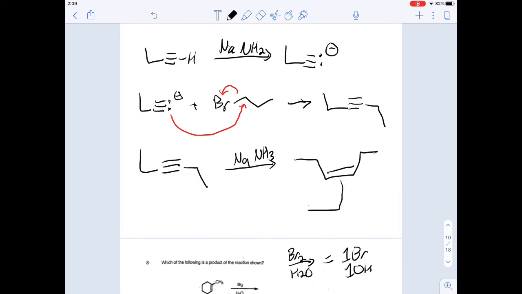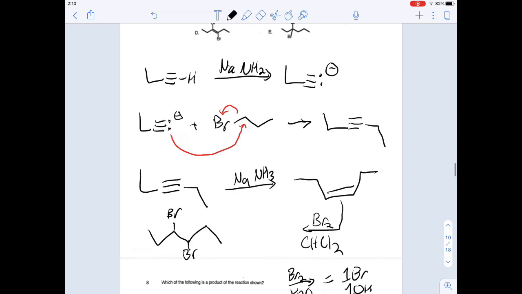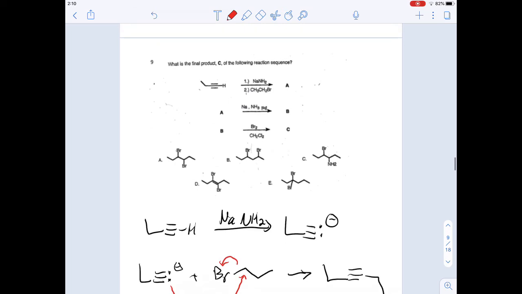And the last step is going to be adding Br2 over CH2Cl2. And like I said before, this gives you the anti-Br2 addition. So you're adding 2 Brs trans to each other. So you're going to get a trans product. Let me count carbons because it's supposed to be 6. 1, 2, 3, 4, 5, 6. Perfect. With 1 Br up and 1 Br down. And that is your product for this series of reactions.